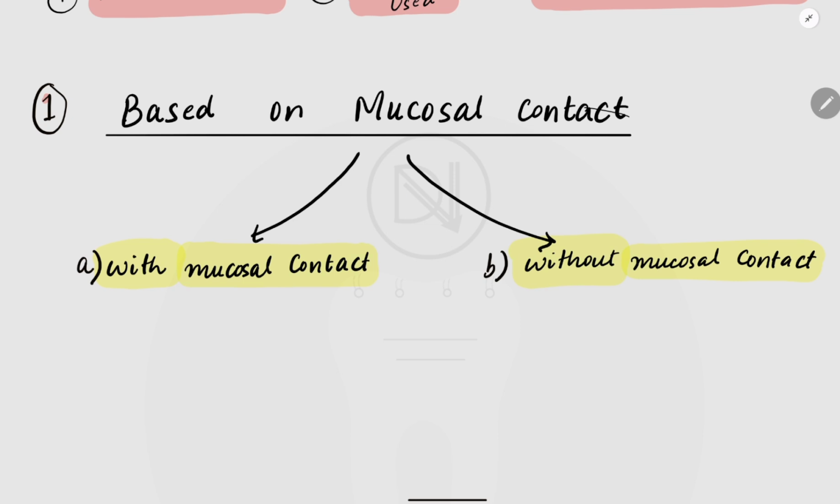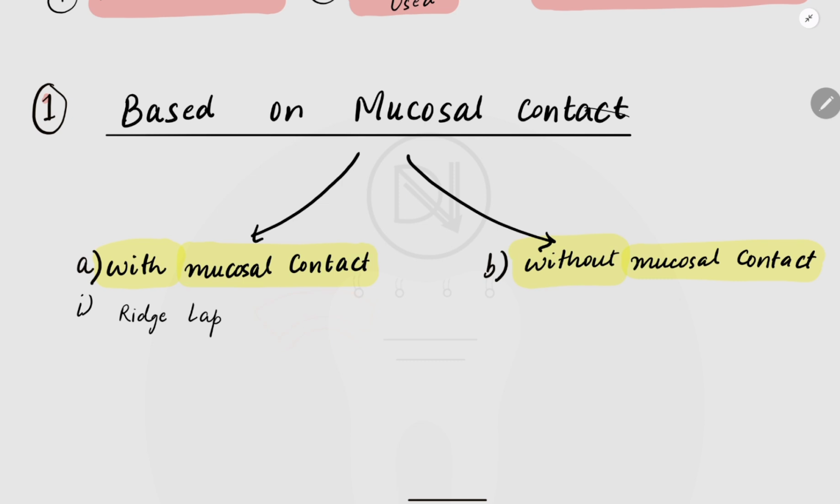Now with mucosal contact here means if the Pontic is in contact with the mucosa, then it is called with mucosal contact. Without mucosal contact means that the Pontic is not in contact with the mucosa, then it is called without mucosal contact. Now with mucosal contact are further of 4 types. The first one is your ridge lap Pontic. Ridge lap means that it is going to lap the ridge. So this is called your ridge lap.